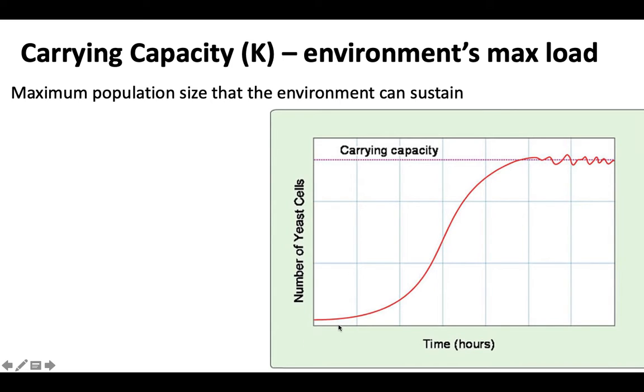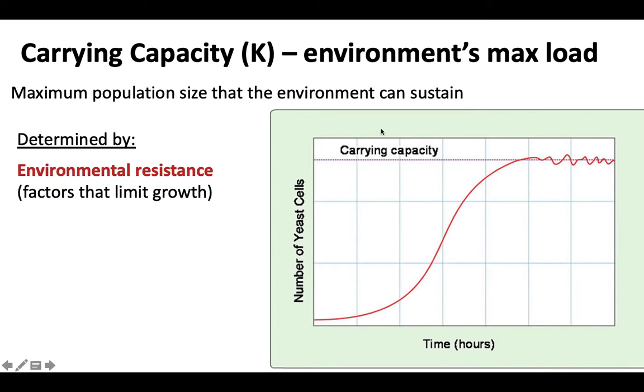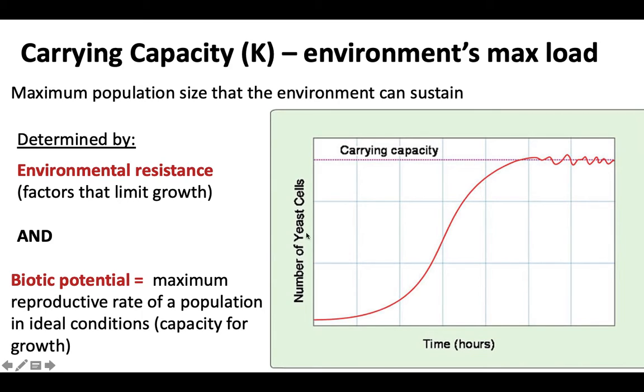Here we've got time in hours on the x-axis and number of yeast cells on the y-axis, and you can see that as the population grows, it starts exponentially, but as it approaches the carrying capacity, the max load of the environment, the growth rate is going to slow. And this carrying capacity is determined by two factors. One, the environmental resistance, the limiting factors that we just talked about, space, food, etc., but also the biotic potential, which is basically the steepest slope on this graph: under ideal conditions, what is the fastest rate that the population could grow? And that's the steepest slope on this graph.